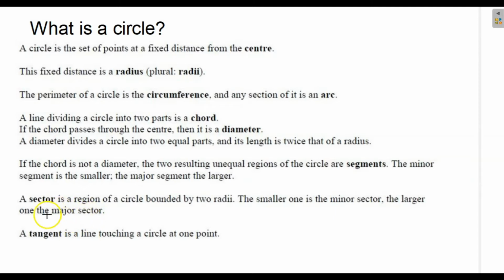Then the last term we'll be coming across in our lessons on circle theorem is a tangent. A tangent is a line drawn touching a circle at a given point. In other words, I always say that it's a line drawn in space touching a curve or a circle at a given point. These are some of the terms you'll be coming across in our discussion with circle theory.